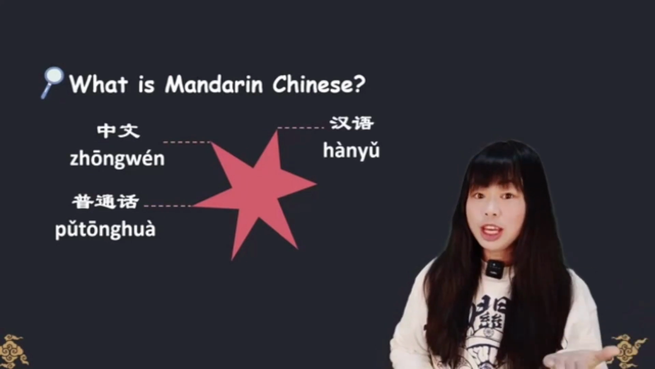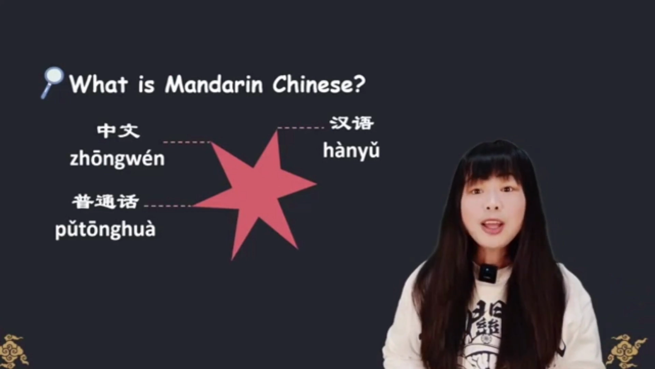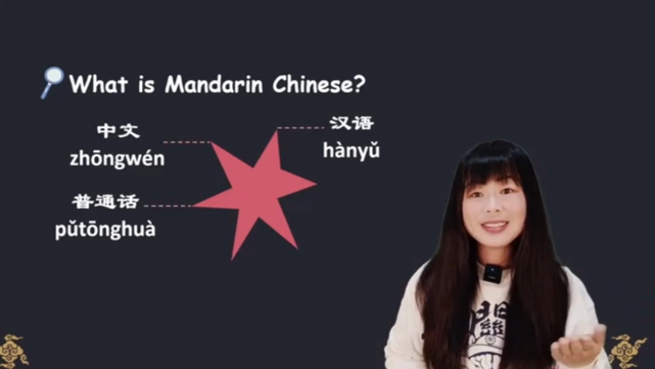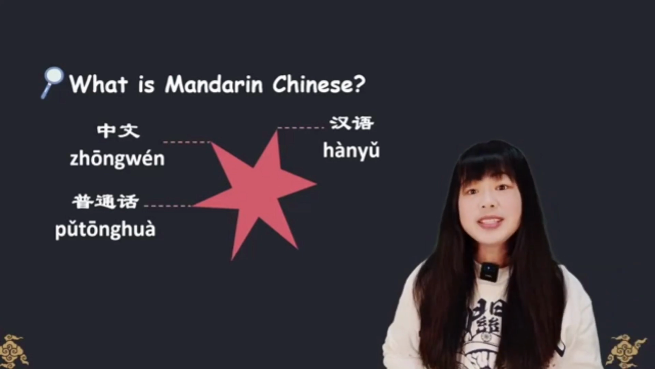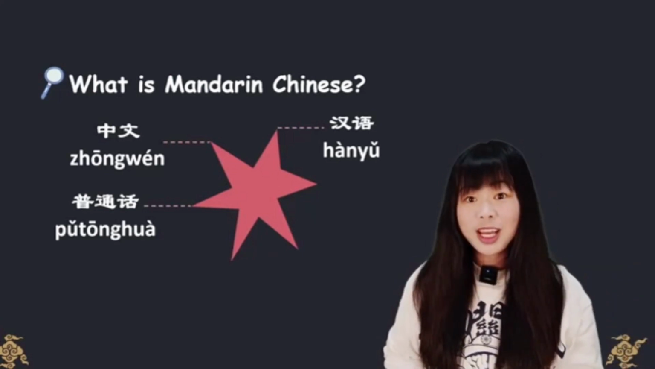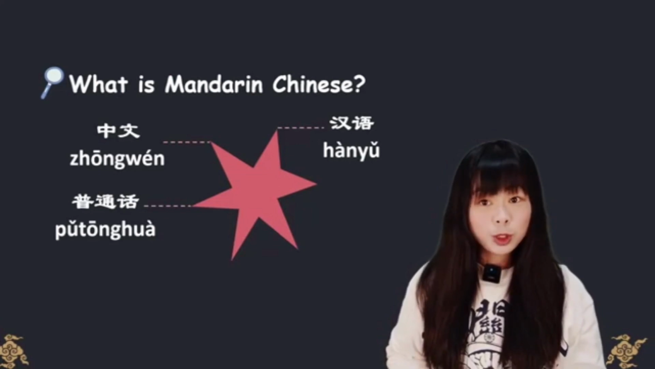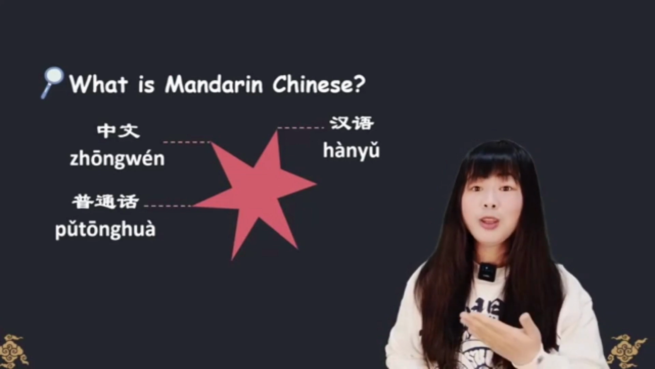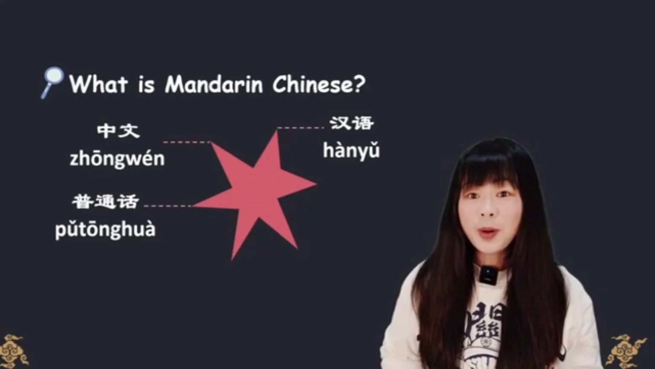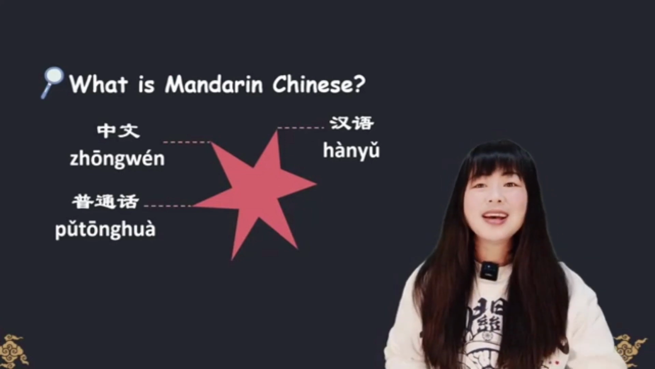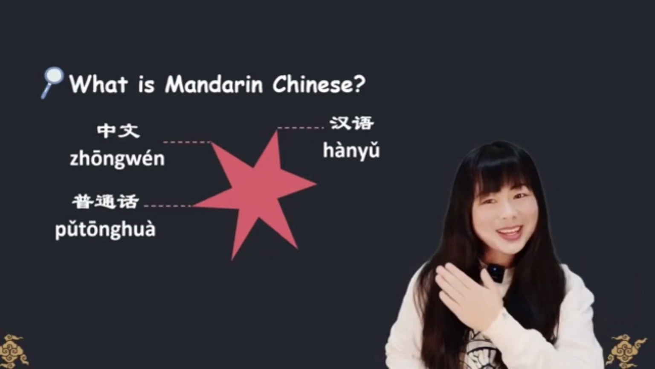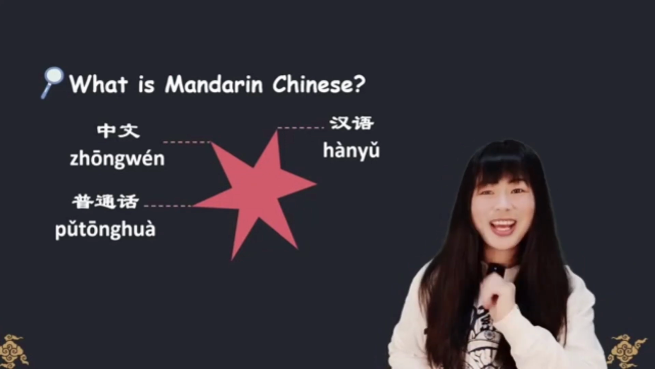Okay, the third one is 汉语. Han stands for Han ethnic group. There are 56 ethnic groups in China, and Han is the majority. And Yu means spoken language. So Hanyu exactly means the language spoken by the Han majority in China.